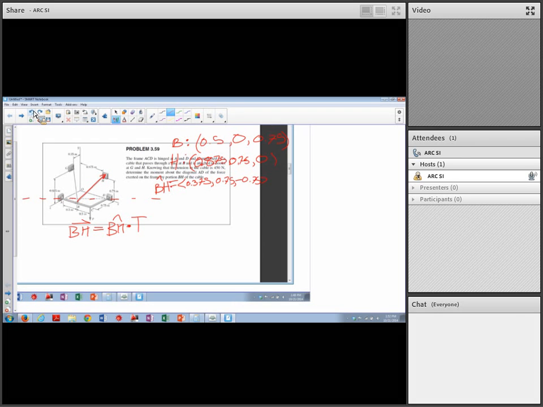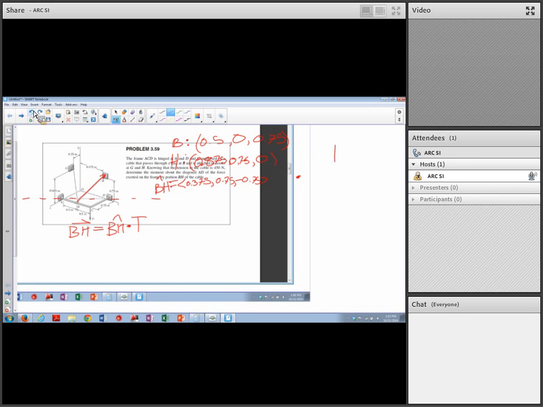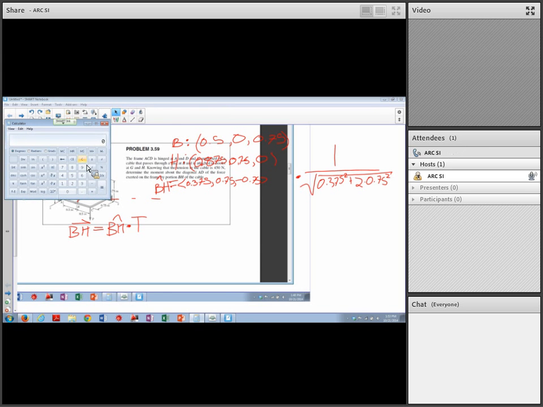So now we have that, times 1 over the square root of 0.375 squared plus 2 times 0.75 squared. 0.75 squared times 2 is 1.125, and 0.375 squared is that. We add that to 1.125 and take the square root.